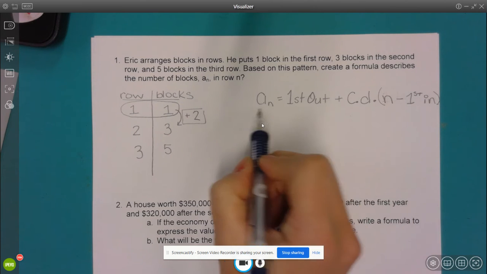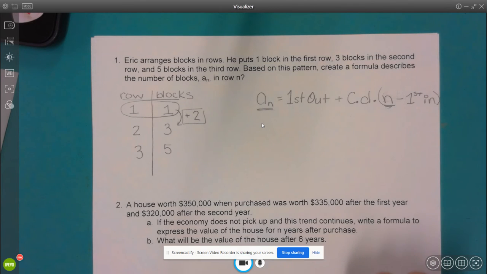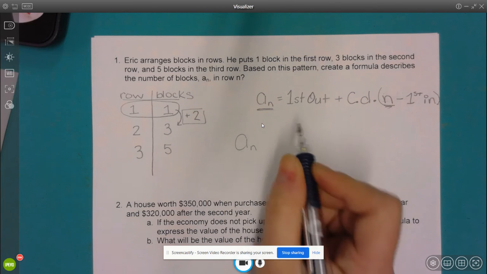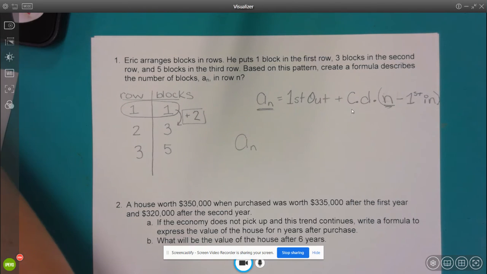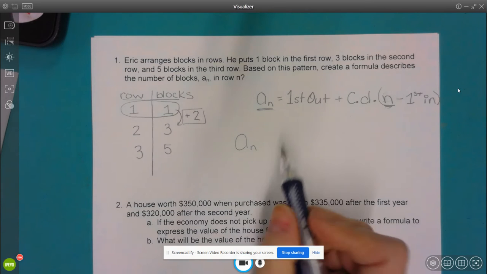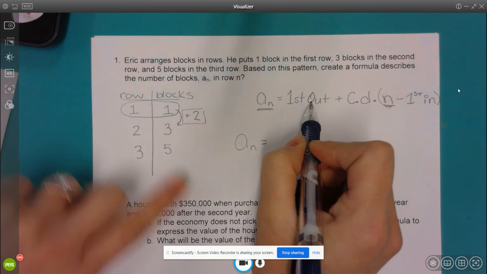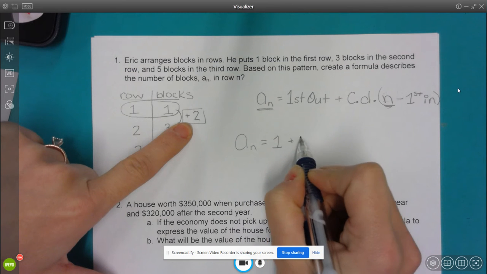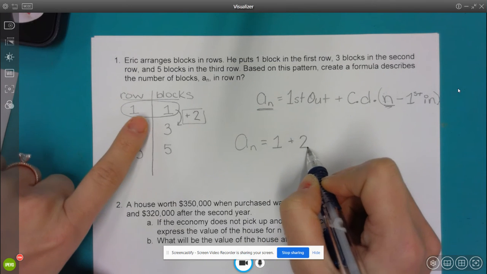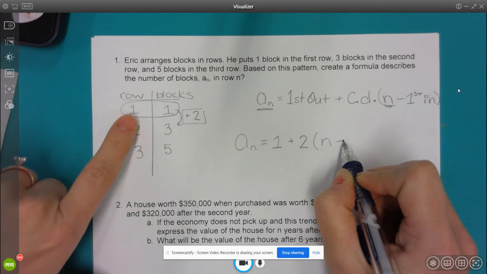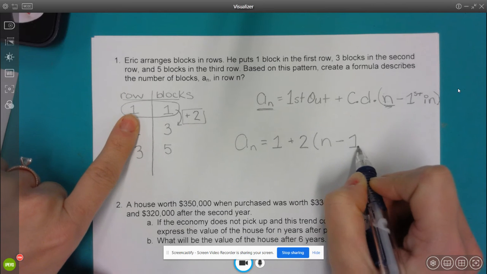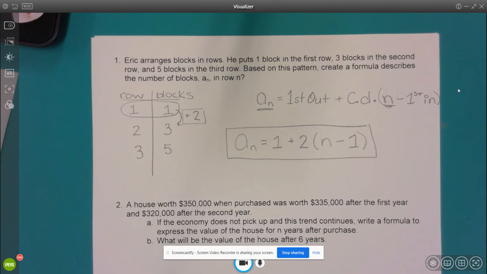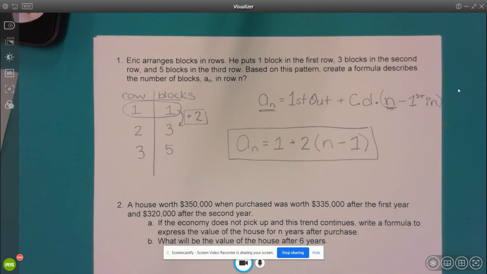So a sub n and n are the two things that are going to stay exactly how they are. a sub n is always going to represent an output value. My first output that I see is 1. My common difference is a positive 2. And then I have n minus my first input of 1. And that would be my explicit equation for the number of blocks.